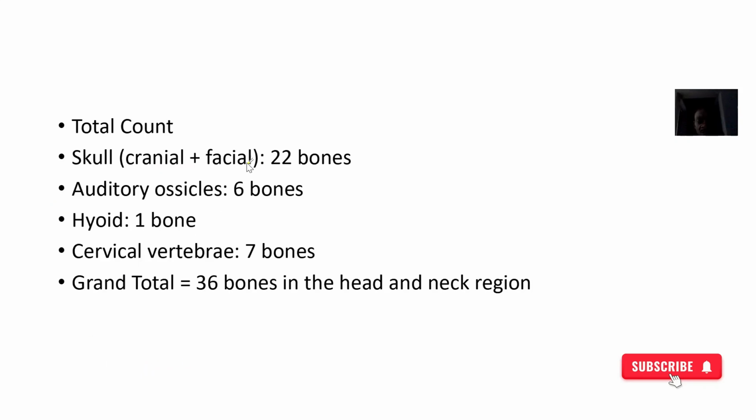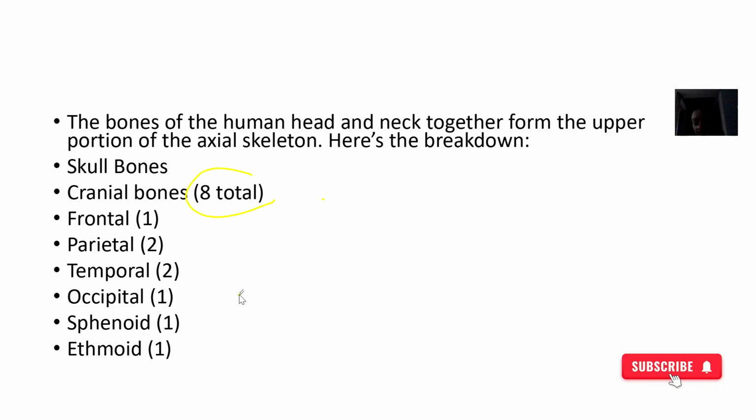So the total count is about 22 bones in the cranial and the face. Auditory ossicles about 6, hyoid bone about 1, cervical vertebrae about 7. So totally you could say that we have about 36 bones in the head and neck region.